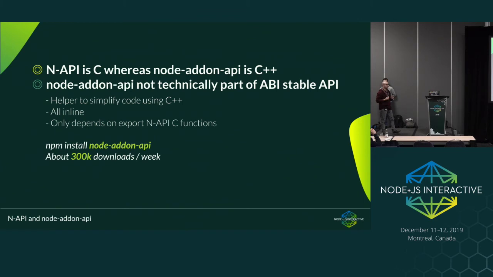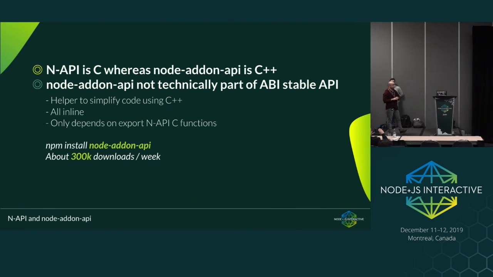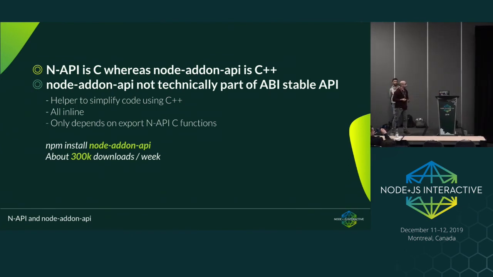node-addon-api is a C++ wrapper over the C API exported by the core of Node.js. It's a collection of functions, classes, and macros that help you simplify your code using C++. All the code is inline. This means that when you compile your native add-on, the compiler will replace all the code with N-API functions. The most important thing is that node-addon-api depends only on N-API. Today we have 300,000 downloads per week, and we are at version 2, which we released 3 weeks ago.